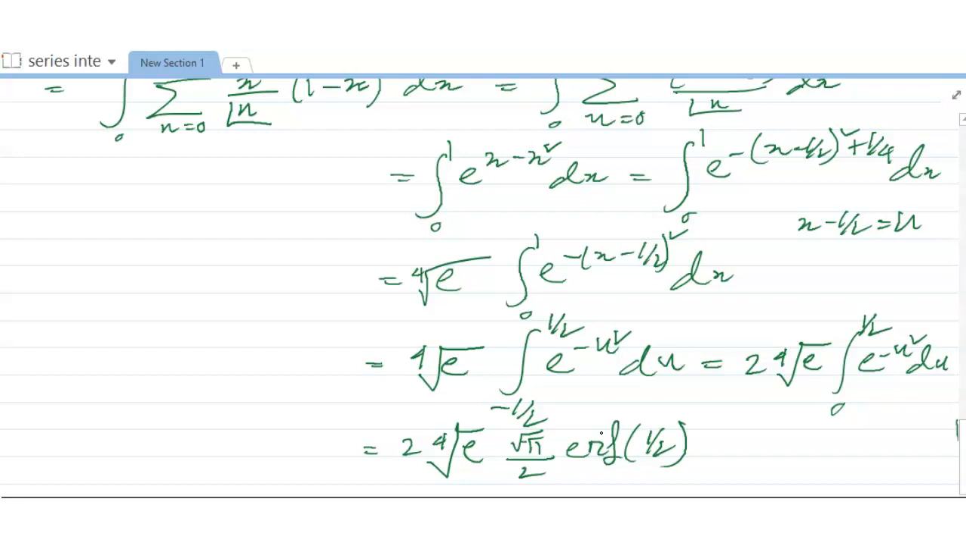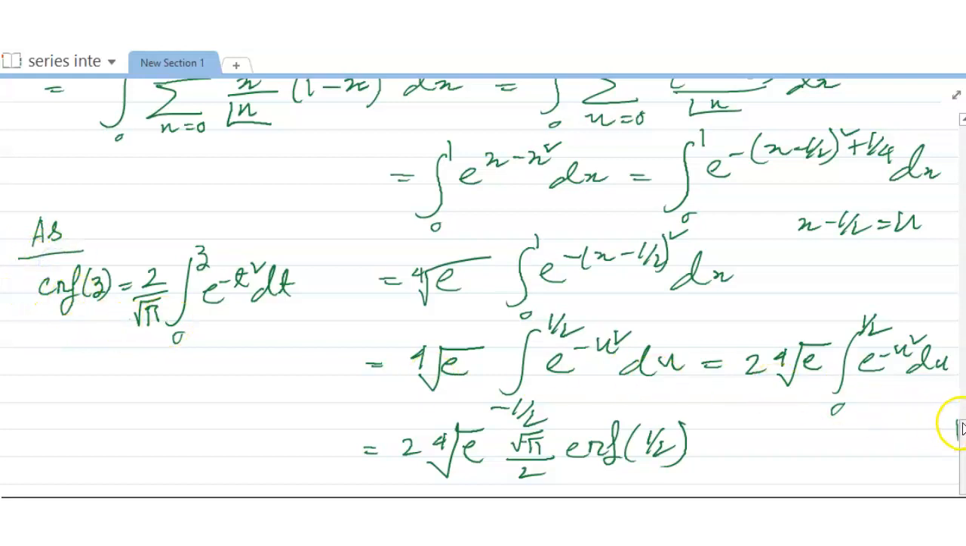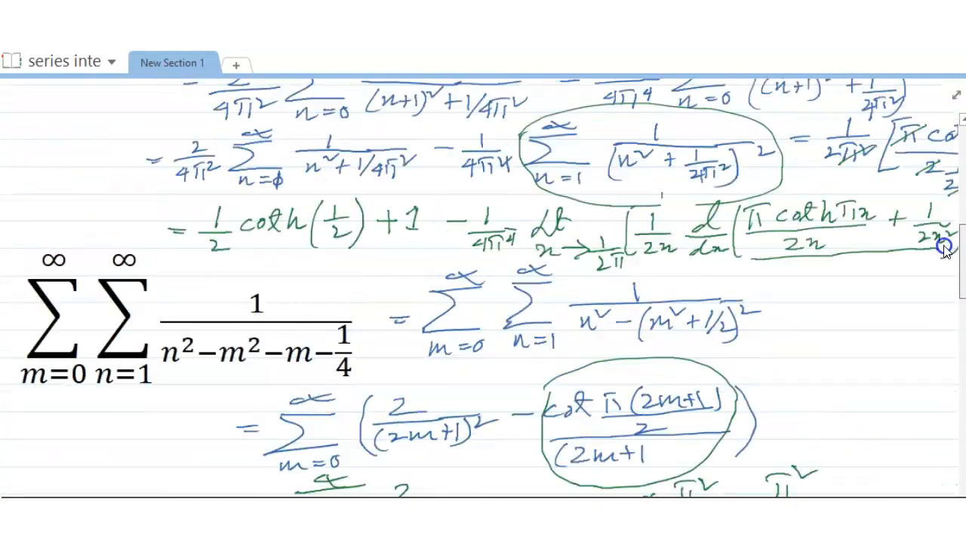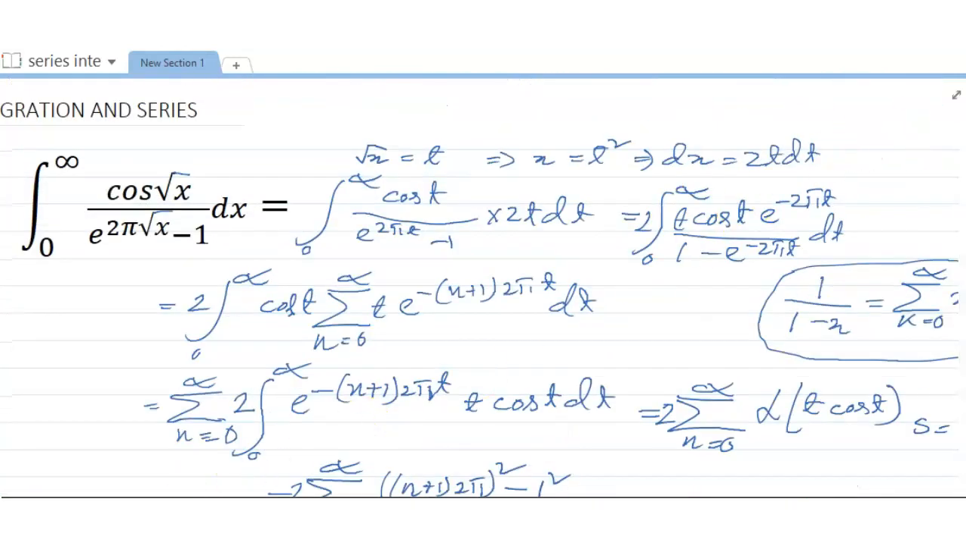Which formula, friends? The formula is very simple. The error function formula: erf z is equal to 2 by root over pi into the integral from 0 to z of e to the power minus t square dt. This is the error function formula. So friends, I hope I could clear every formula, and this problem is very knowledgeable and conceptual. Thanks for watching.